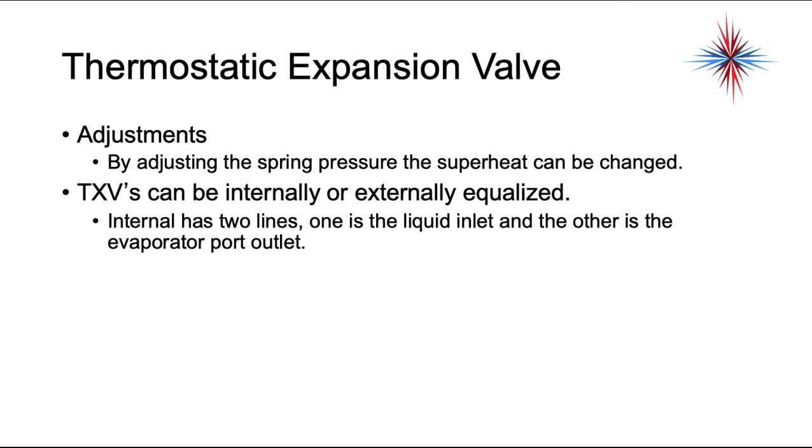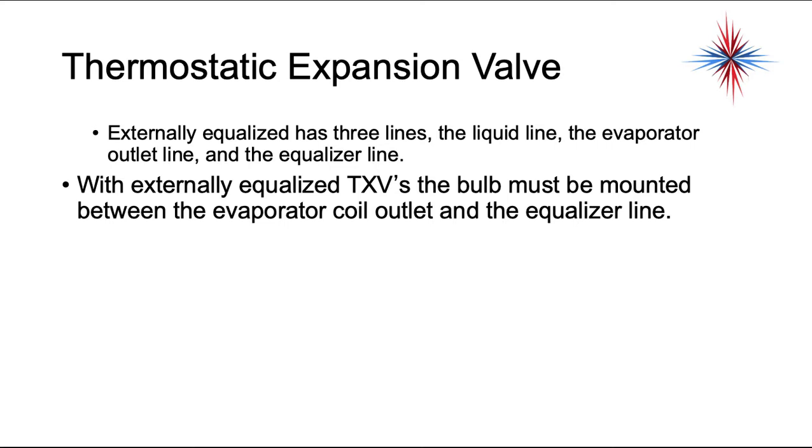By adjusting the spring pressure, the superheat can be changed. TXVs can be internally or externally equalized. Internal has two lines: one is a liquid inlet, and the other is an evaporator port outlet. Externally equalized has three lines: the liquid line, the evaporator outlet, and the equalizer line. With externally equalized TXVs, the bulb must be mounted between the evaporator coil outlet and the equalizer line.